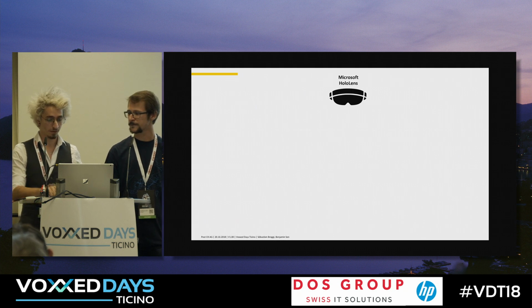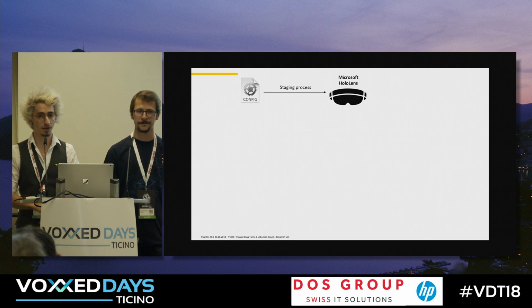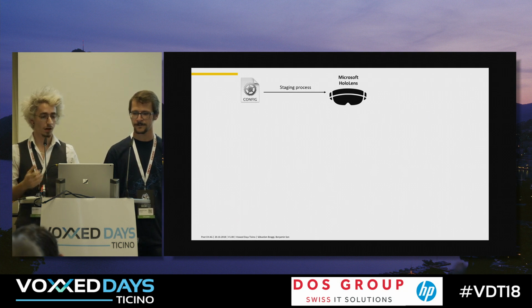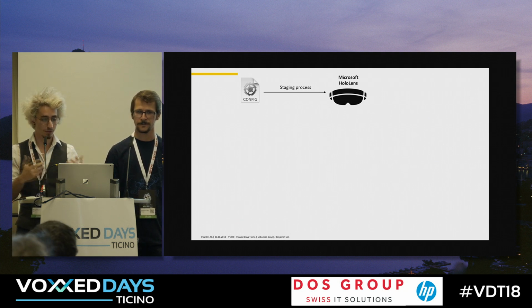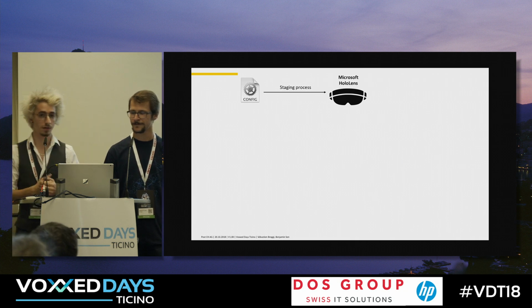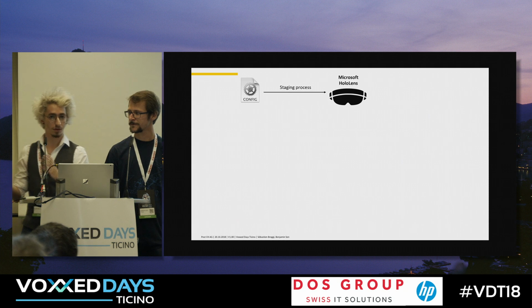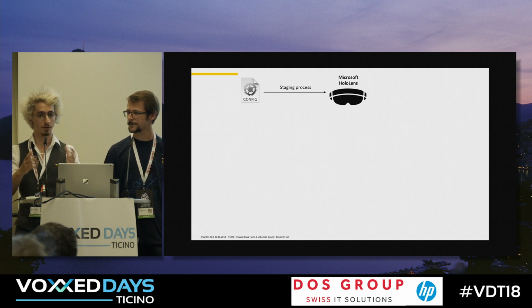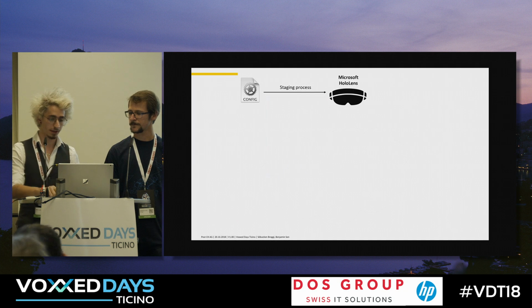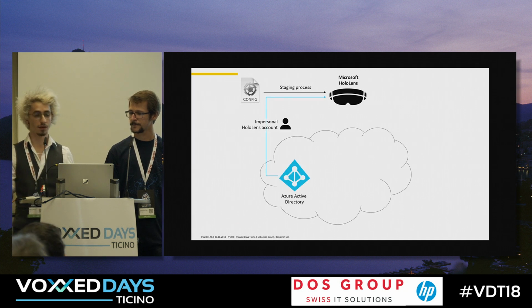So first we did configuration via USB, did the staging, and created a user account. Now we could use this device, but we realized very soon at this time it was a single user device. Not every person in our company is using his own device, so we use it with multiple people. So we had to reinstall the HoloLens and created an impersonal HoloLens account with Azure Active Directory.